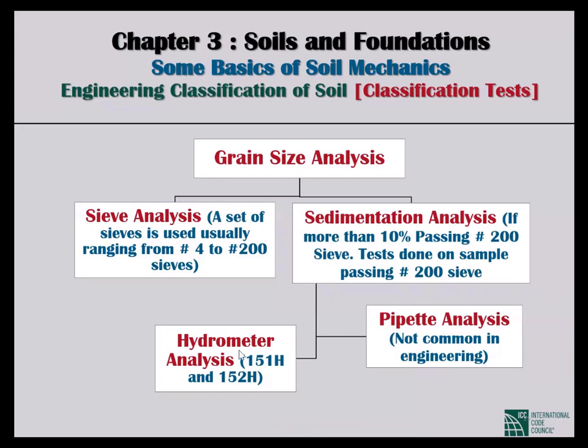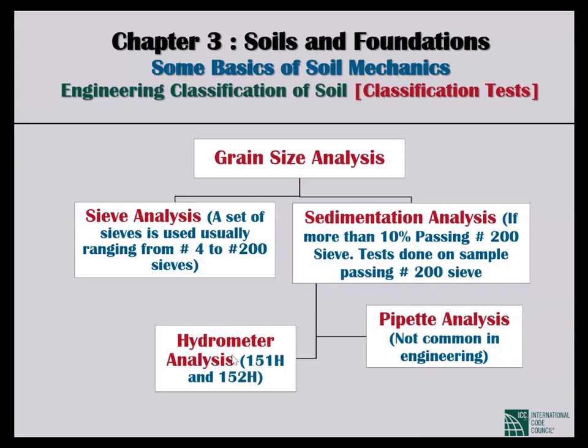Number one is the hydrometer analysis, and number two is pipette analysis. So hydrometer, as you know perhaps, there are two types of hydrometer. One is measuring the density of water mixed with soil. In a hydrometer test, we take the soil sample passing number 200, say 50 gram of soil sample, and mix it with 1 liter of water to make a soil suspension. Do you get my point?